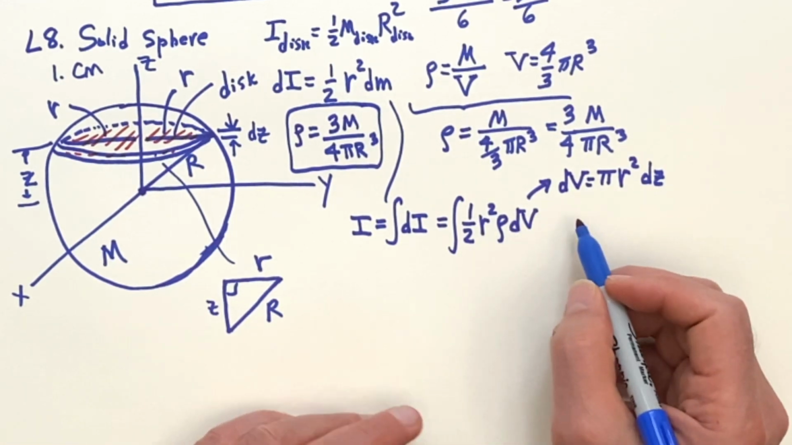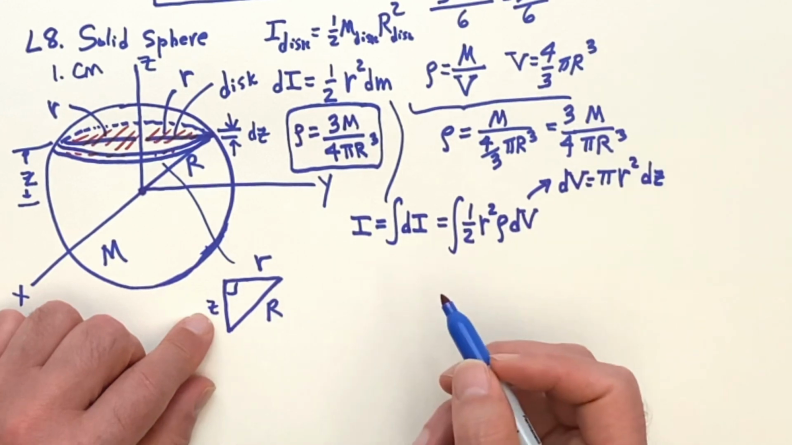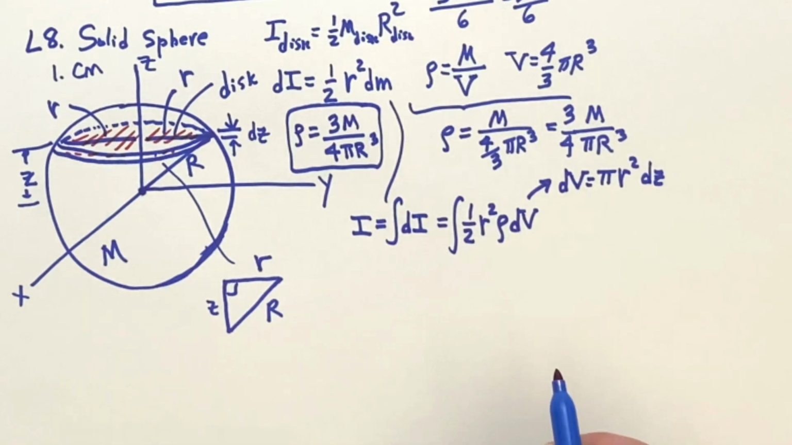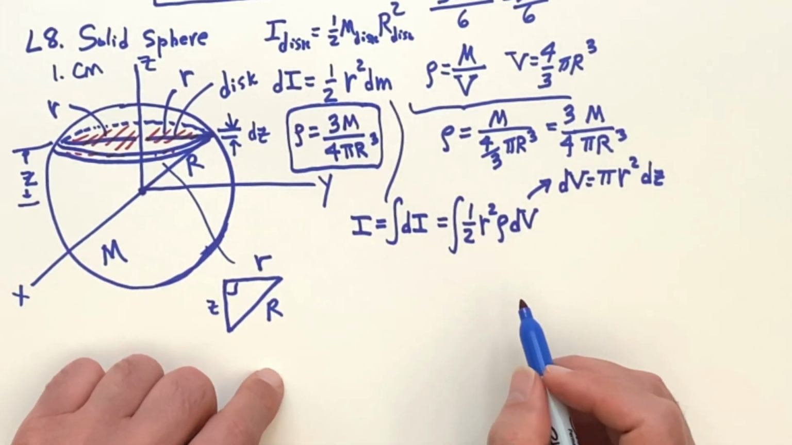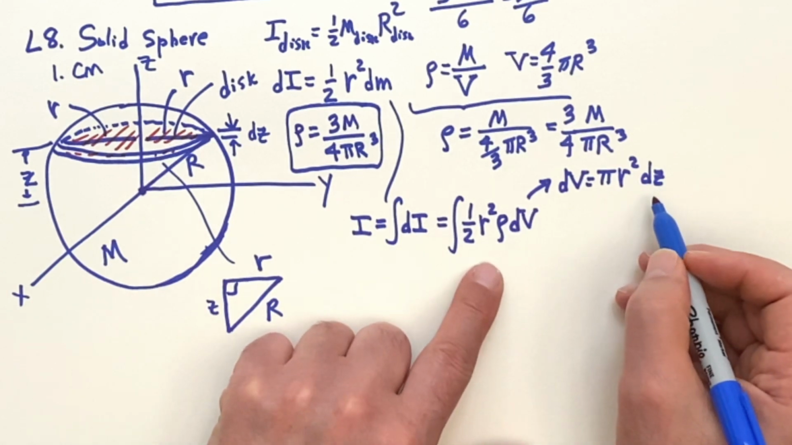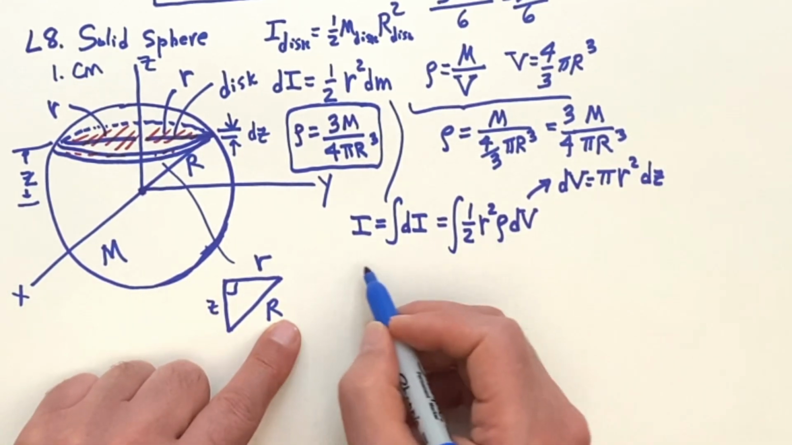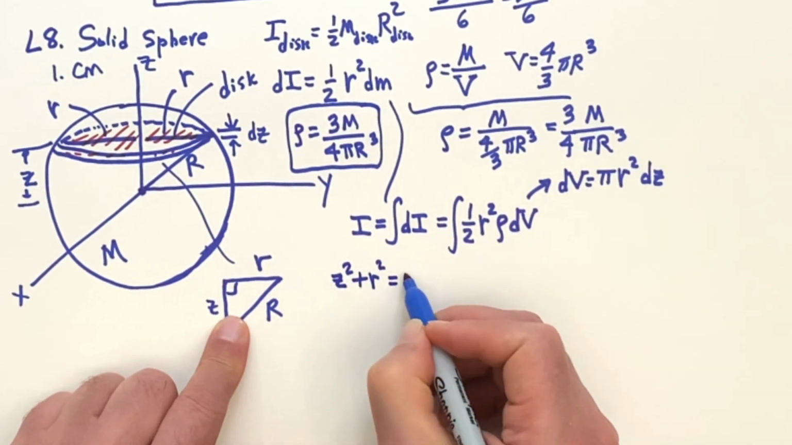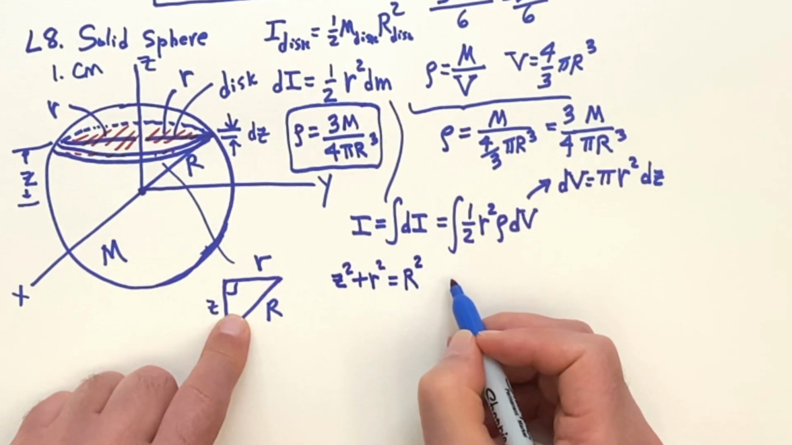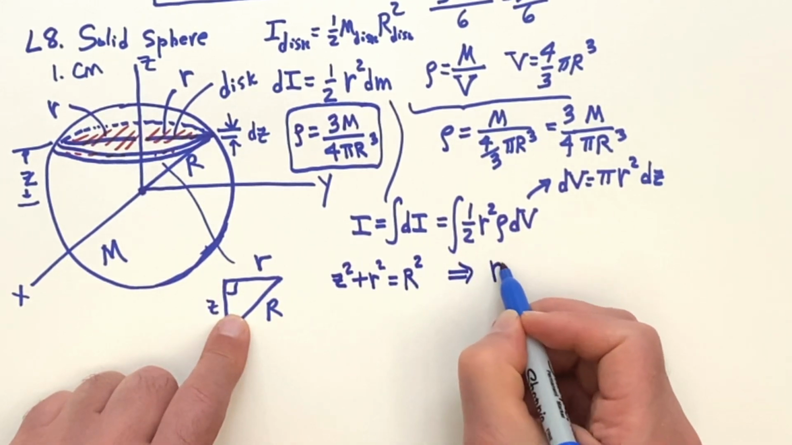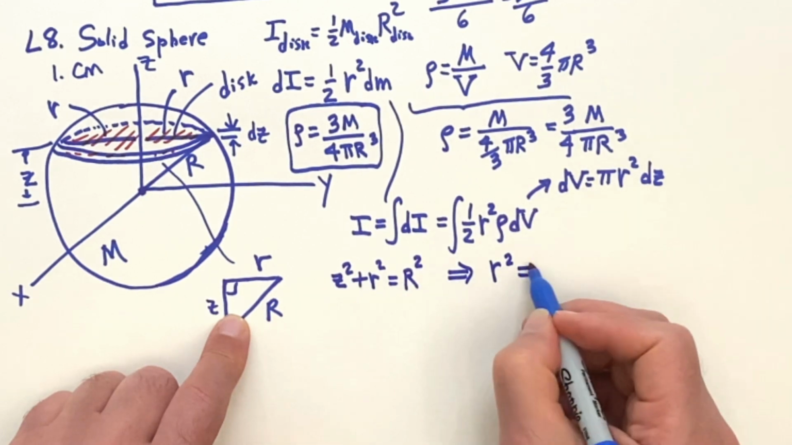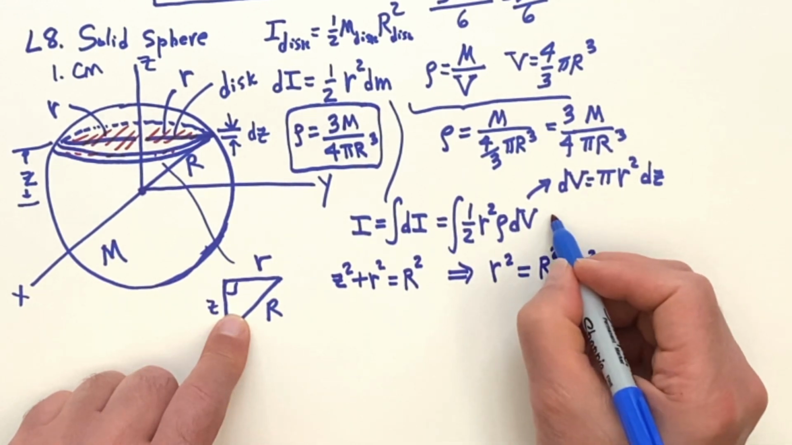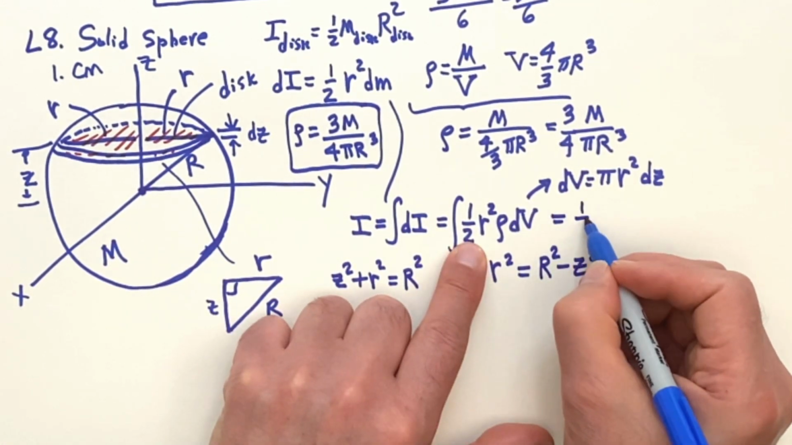And now we see an immediate problem. We have r and we have z. We have to decide on which one we're going to use. And I'm going to pick, in this case, to use z. So if we're going to use z, because I have the dz there, I just as well use z, then I use the equation that z squared plus little r squared is equal to big R squared. So this means that the little r squared is going to be big R squared minus z squared.